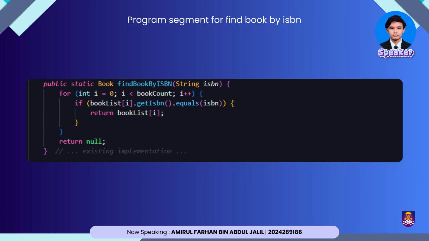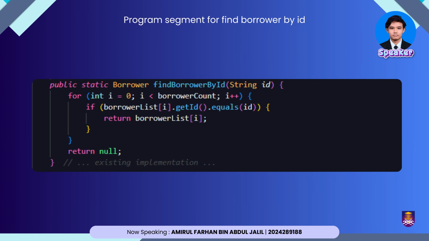For find book by ISBN, it will search linearly through the array. Return the object if found, and return null if not. It is very important for validation. The segment for find borrower by ID is the same as find book by ISBN, in which we search linearly through the array, return the object if found, return null if not.